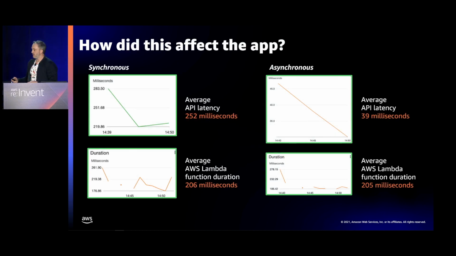So I built this using the synchronous version and the asynchronous version. So the synchronous is on the left and the asynchronous is on the right. The top row shows the average API latency, and the bottom row shows the average Lambda function duration. Now, notice the average function duration is about the same, because our Lambda function is doing exactly the same thing, right? We didn't change our Lambda function at all. What's really interesting, though, is the API latency.